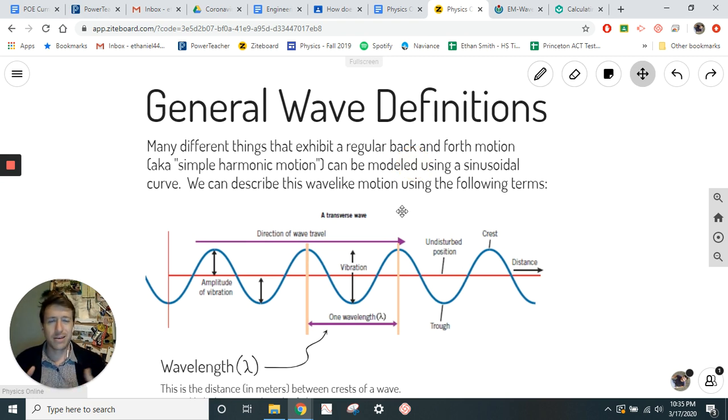For anything that exhibits simple harmonic motion, this back and forth vibration or periodic motion, we can model it using a sinusoidal curve. Not sure if you guys have talked about that in math yet, but it looks something like this guy down here. And if we have a single fixed point or an undisturbed position, usually it's the x-axis, although not always, and on this x-axis, it can be either distance or time.